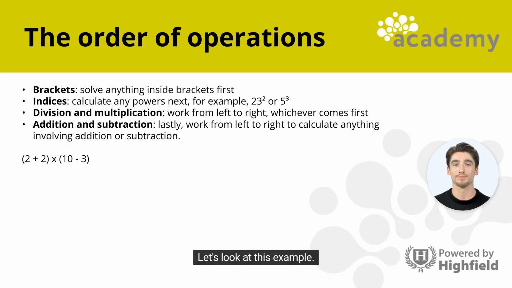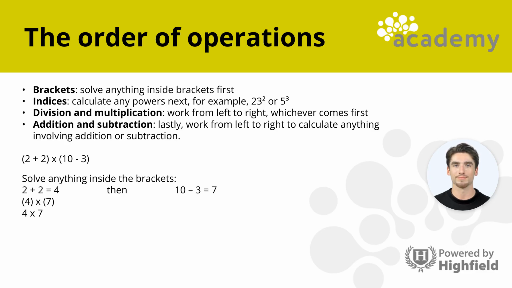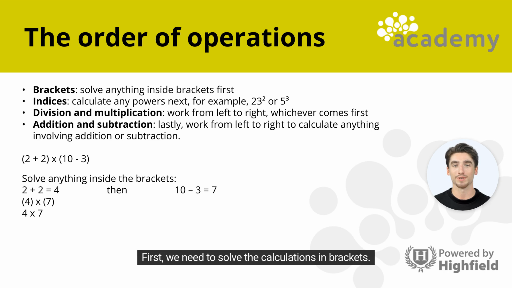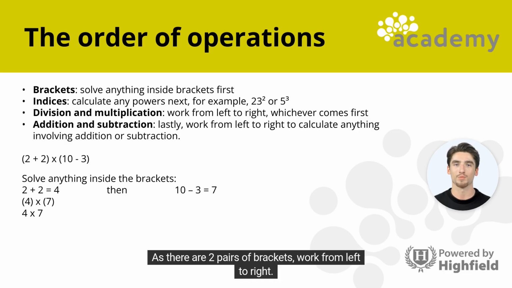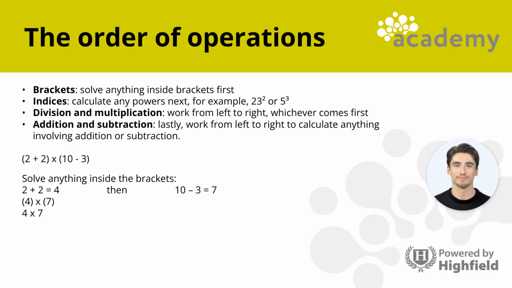Let's look at this example. 2 plus 2 multiplied by 10 minus 3. Let's follow BIDMAS. First, we need to solve the calculations in brackets. As there are two pairs of brackets, work from left to right. 2 plus 2 becomes 4. 10 minus 3 becomes 7. The calculation becomes 4 multiplied by 7.